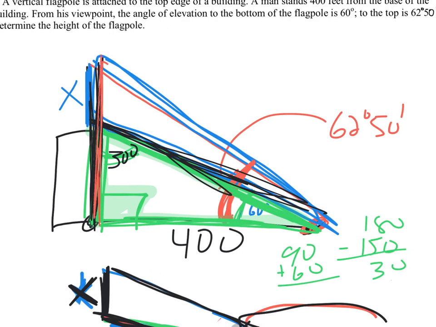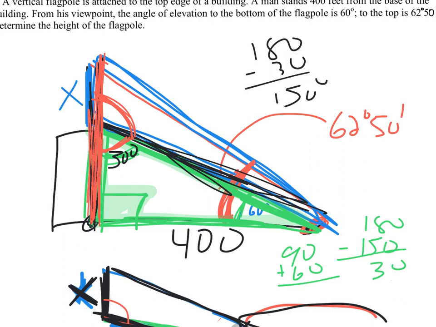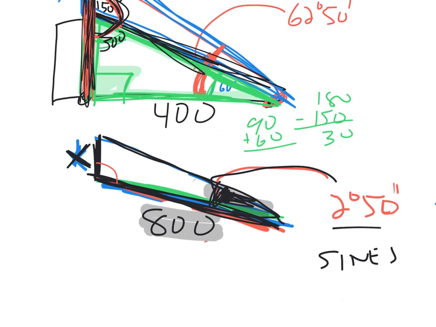Well, this is a straight line. If this is 30, then 30 plus this angle of the triangle has to add up to 180. If I go 180 minus 30, I get 150. So this angle here has to be 150, because the 30 and the 150 lie on the straight line. So I know that is an angle of my triangle. I know this angle is 150.